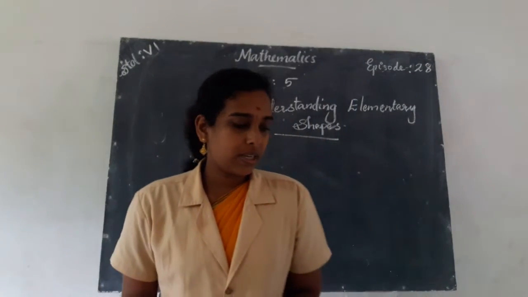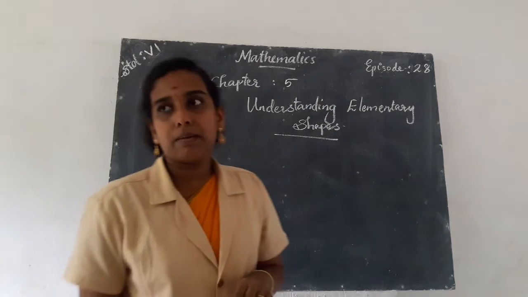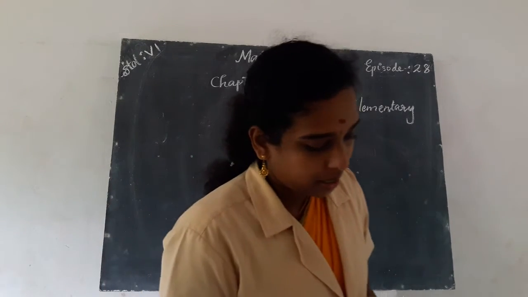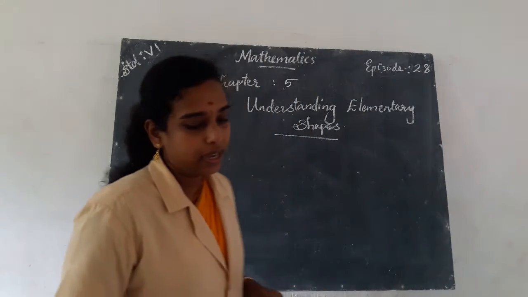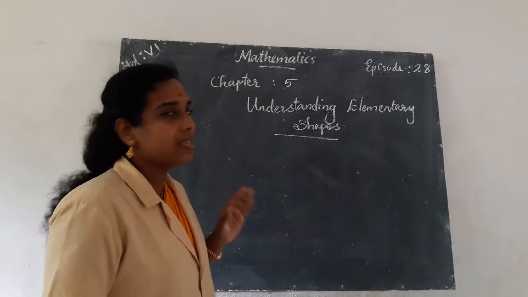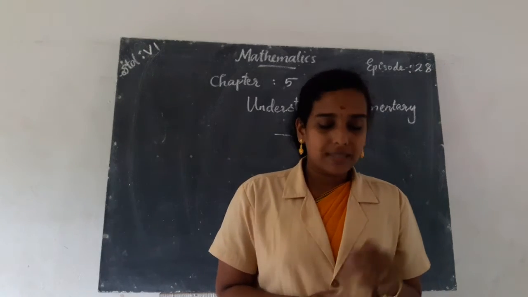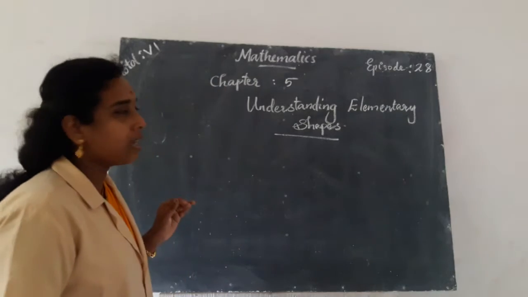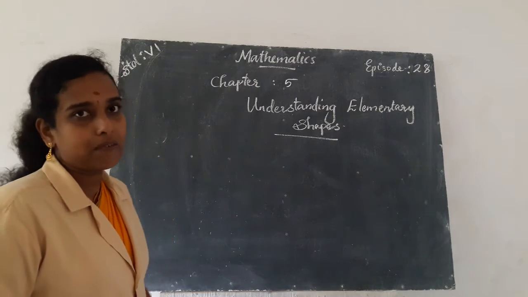Today we are going to study the balance remaining questions in chapter 5, understanding elementary shapes. The next topic is triangles and their types. A triangle has three sides and three vertices, and a triangle can be classified based on its sides and angles, as we discussed in our previous classes.